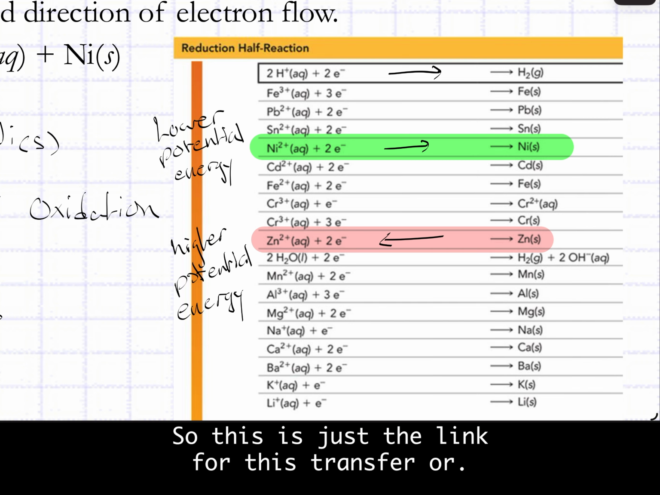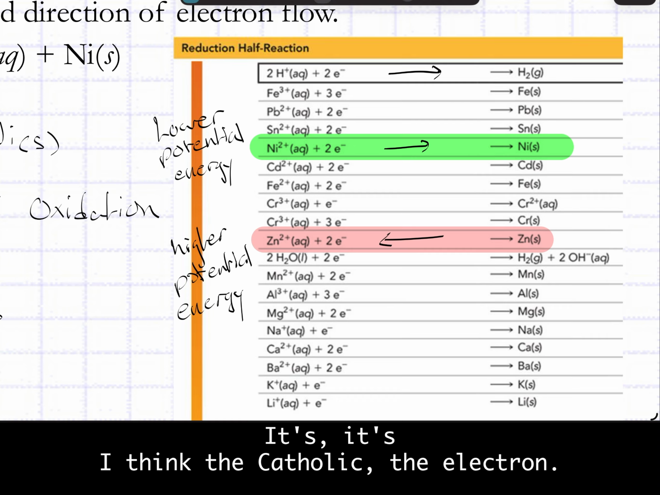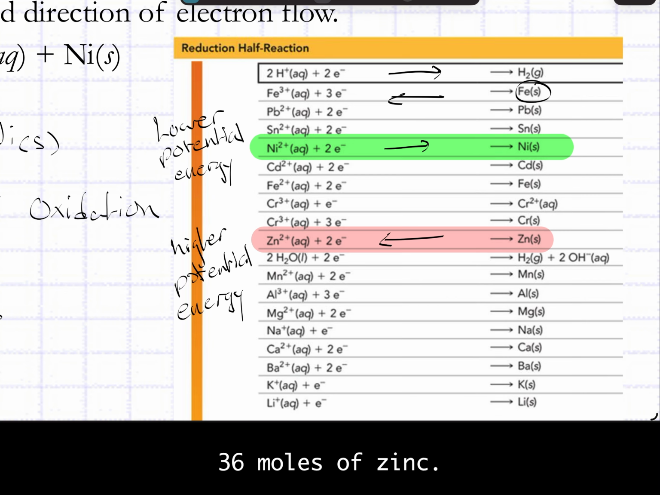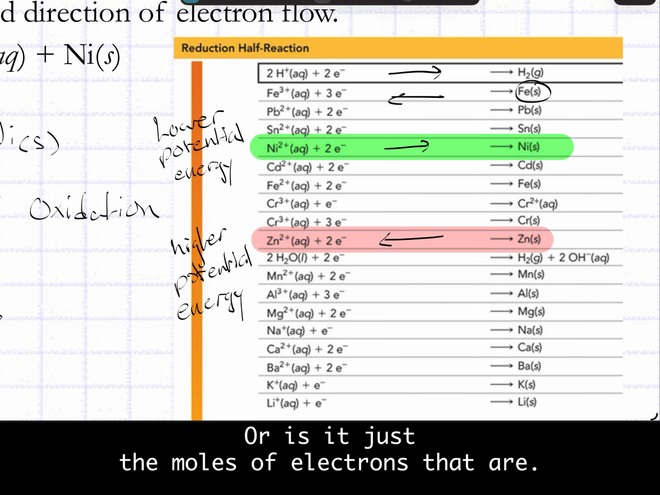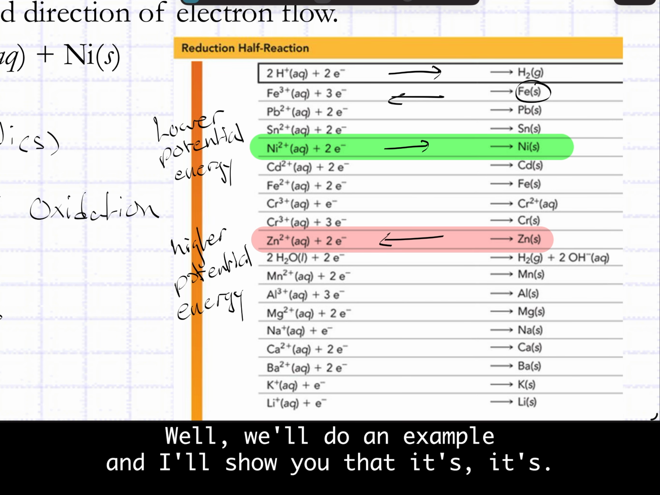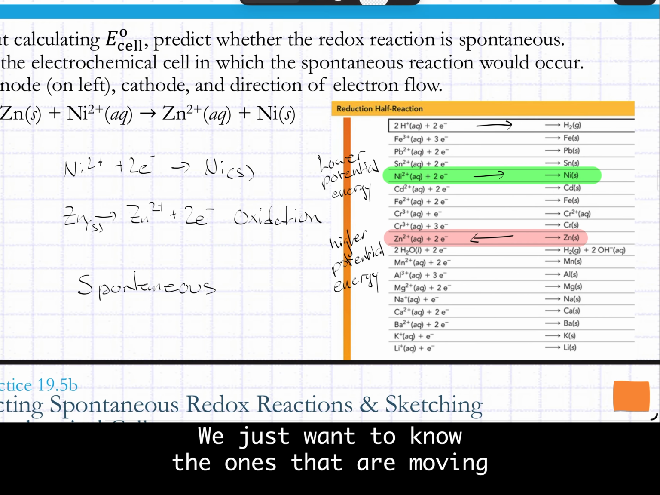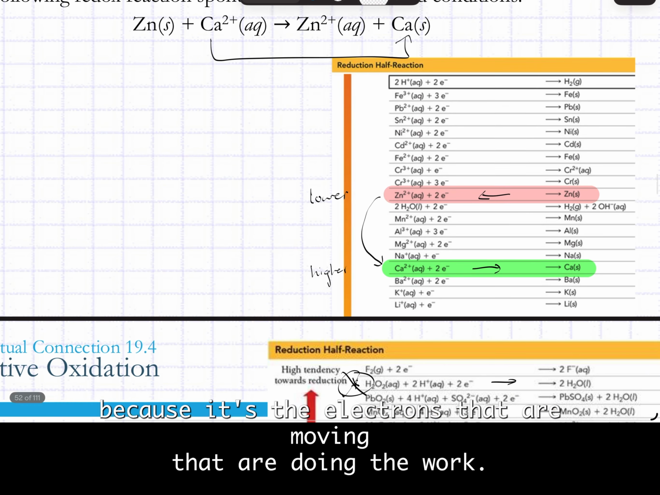Is it just the electrons transferred, or all of them? What do you mean, all of the electrons? It's 6 moles of zinc. Do you have to calculate the electrons for 6 moles of zinc? Or is it just the moles of electrons that are moving? Yeah, it's just the moles of electrons that are moving. We'll do an example and I'll show you that. We just want to know the ones that are moving, because it's the electrons that are moving that are doing the work.